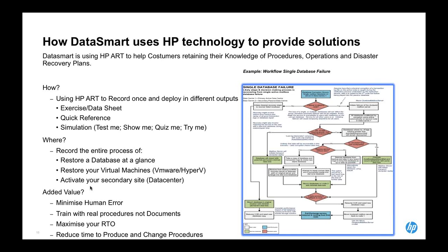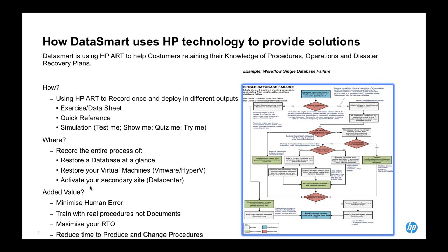For example, as you've seen, a PDF, an exercise data sheet, a quick reference, or a simulation with Test Me, Show Me, Quiz Me, or Try Me. We didn't show Quiz Me, but it's possible to run the process, and the user has to do all the steps, and the presentation asks if you need help. If you say yes, it will show you where to click and where to follow the rest of the presentation.